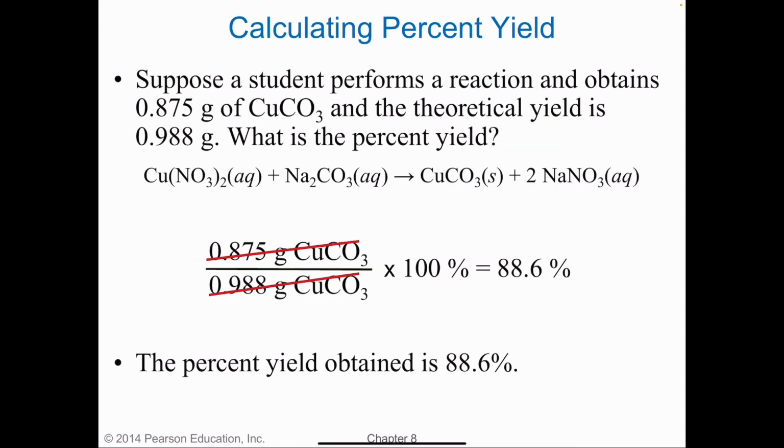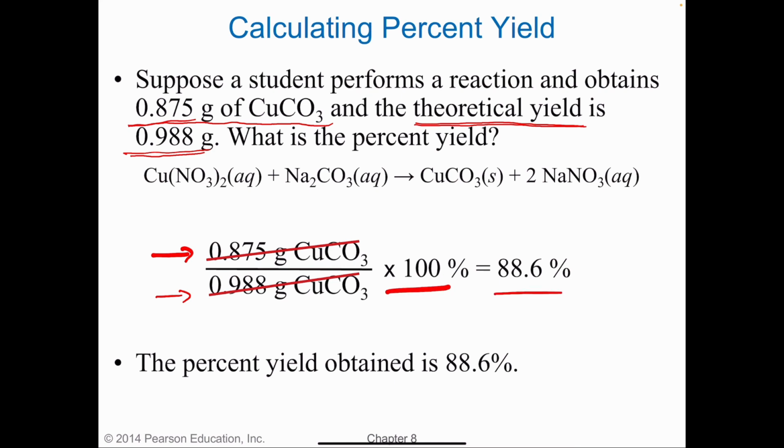So just a quick example. This one says, suppose that a student performs some reaction and they obtain 0.875 grams of copper(II) carbonate, and then the theoretical yield that they calculated was 0.988. We're not going to worry about how they calculated this theoretical yield, but they did that as part of their pre-lab or lab calculations. They got 988, but when they actually did the lab experiment, they only collected 875. So to calculate the percent yield, we're just going to divide those two numbers. You see we have the 875 number on top, the 988 number on the bottom, and then we multiply by 100 and we get 88.6%.